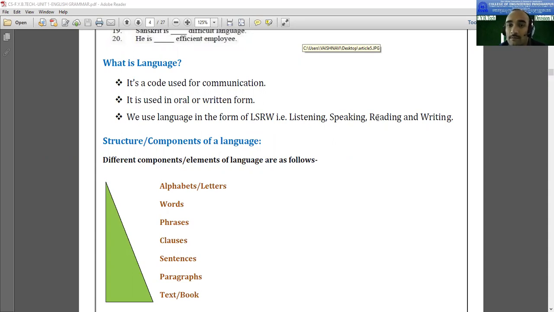Whatever our mother was speaking to us as a child, we tried to listen to her, we tried to observe her movements, lip movements, or we can say facial expressions. We tried to observe that and we tried to imitate her, or we tried to copy her for speaking purposes. When we listened to her, we tried to speak, or we tried to copy her.